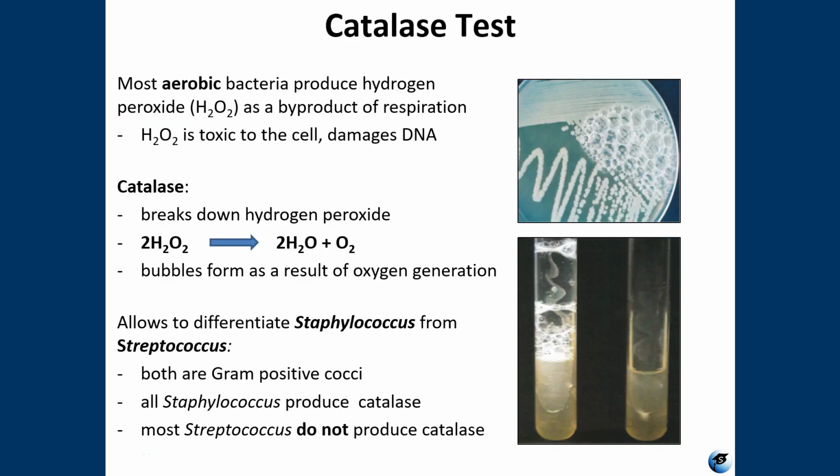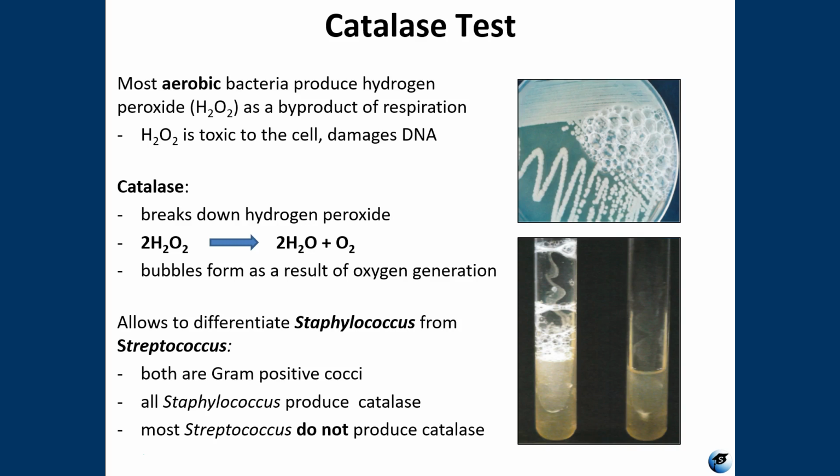The next test that we're going to do is the Catalase Test. Catalase breaks down toxic hydrogen peroxide into harmless water and oxygen. This test is often used to identify bacteria of the Staphylococcus genus. If you do a gram stain on a bacteria and you have cocci and you're not sure if it's Streptococcus or Staphylococcus, you can do a Catalase test, and that will determine which one you have. Staphylococcus should be positive. Streptococcus should always be negative.